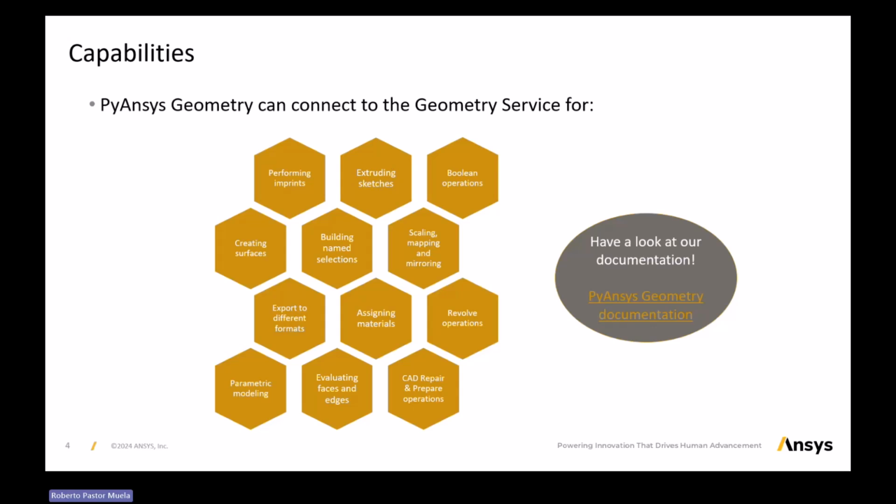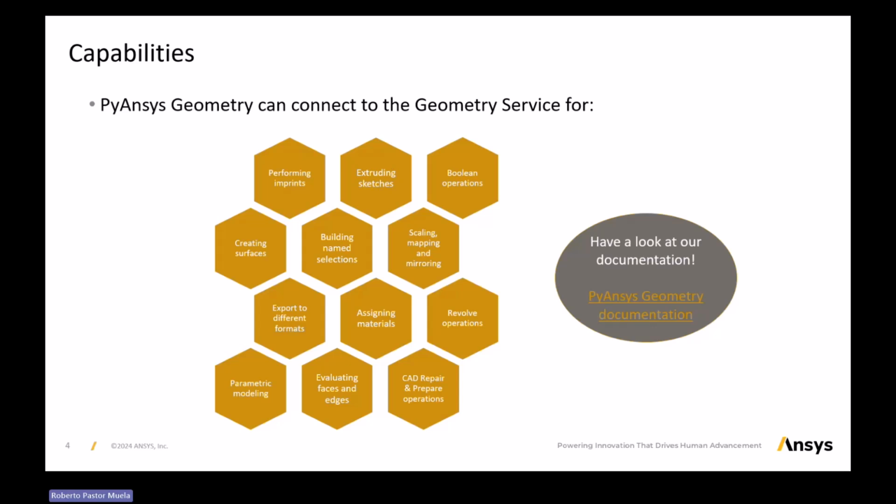We've been growing the native API a lot. You can see on screen various features that are natively supported. We can perform imprints, create name selections, do modeling operations at large, including scaling, mapping, mirroring, revolving, and also a lot of the repair and prepare operations have been imported into the native API.